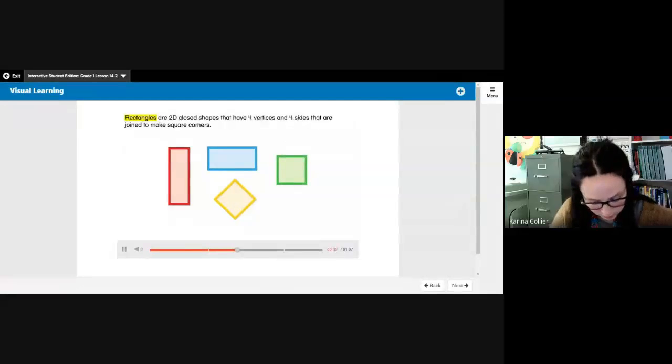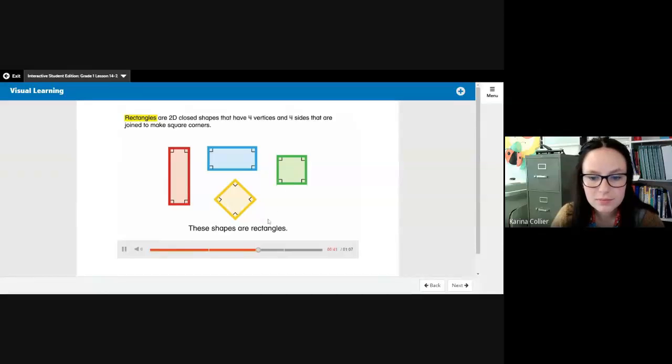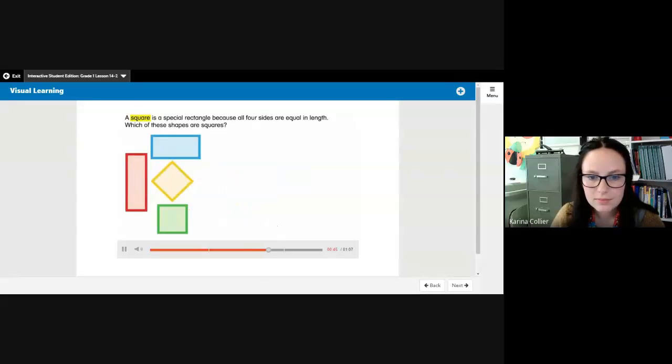Rectangles are 2-dimensional closed shapes that have 4 vertices and 4 sides that are joined to make square corners. These shapes are rectangles. A square is a special rectangle because all 4 sides are equal in length. Which of these shapes are squares? Select your answer.